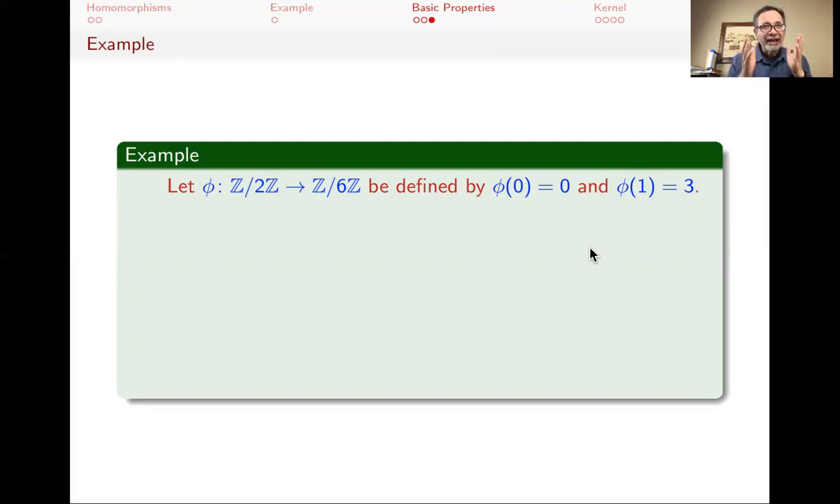Since the domain only has two elements, you can directly check that this is a ring homomorphism. Like, for example, you could say, well, what's 1 plus 1? Well, in Z mod 2Z, it's 0. And phi of 1 plus phi of 1, that's going to be 3 plus 3. That's also 0 in Z mod 6Z. And 0 goes to 0. So you can just check all the possibilities. There's just not that many of them. This is a ring homomorphism.